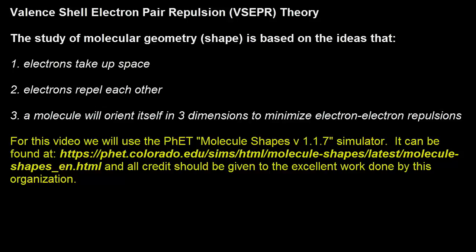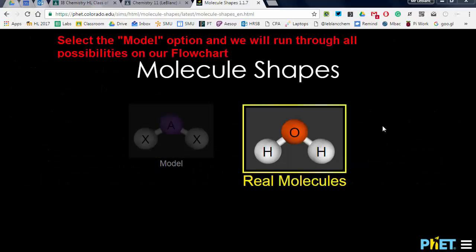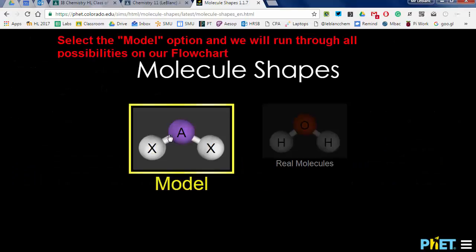We're going to have a look at valence shell electron pair repulsion theory, also known as VSEPR theory. This basically is molecular geometry, so shapes of molecules. For that, we need to look at the fact that electrons take up space, electrons repel each other, and a molecule is going to orient itself in 3 dimensions to minimize those electron-electron repulsions.